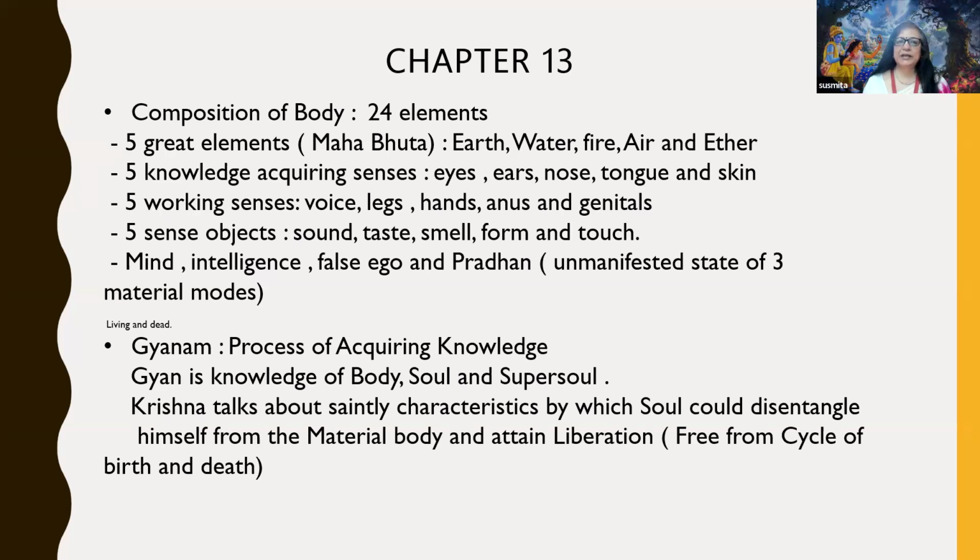And then Krishna explains about this body. What is material nature? Prakriti is material nature. And what is Kshetra? Kshetra is the body. Now Krishna goes to the next step and says what this body is made up of. All human bodies are made up of 24 elements. And what are those 24 elements? First, the 5 great elements, the Mahabhuta: earth, water, fire, air, and ether.